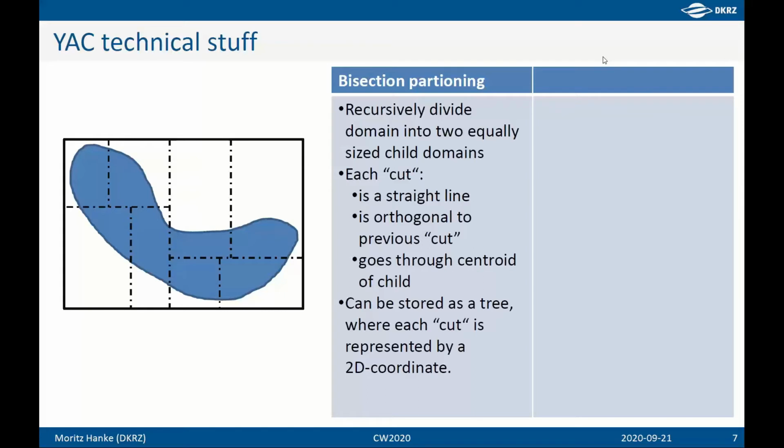Imagine you have defined a grid in a global domain, where the grid is the blue stuff on the left, and you want to partition that into 8 equally sized pieces. One method of doing that is a simple bisection algorithm, where you recursively divide the grid into equally sized pieces, where each cut is a straight line, each cut is orthogonal to the previous cut, and the cut goes through the centroid. Such a cutting structure can easily be stored in a tree where each cut is represented by a 2D coordinate.